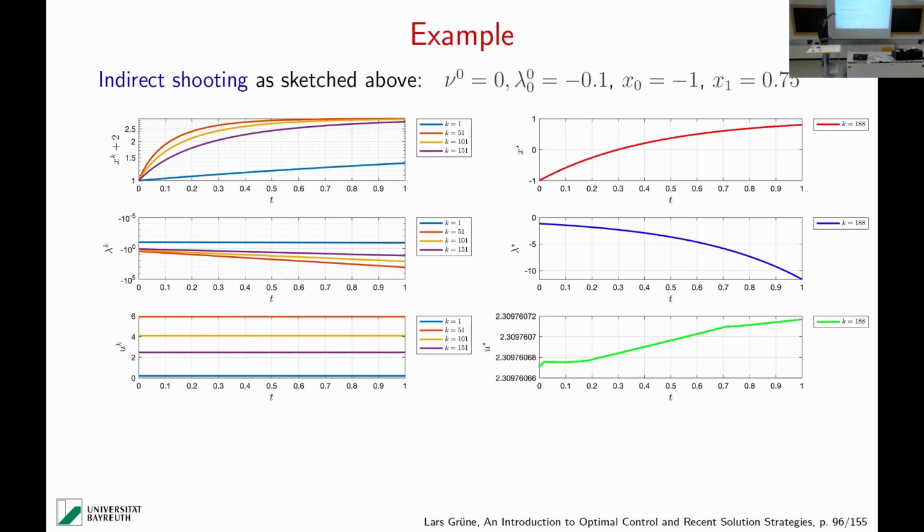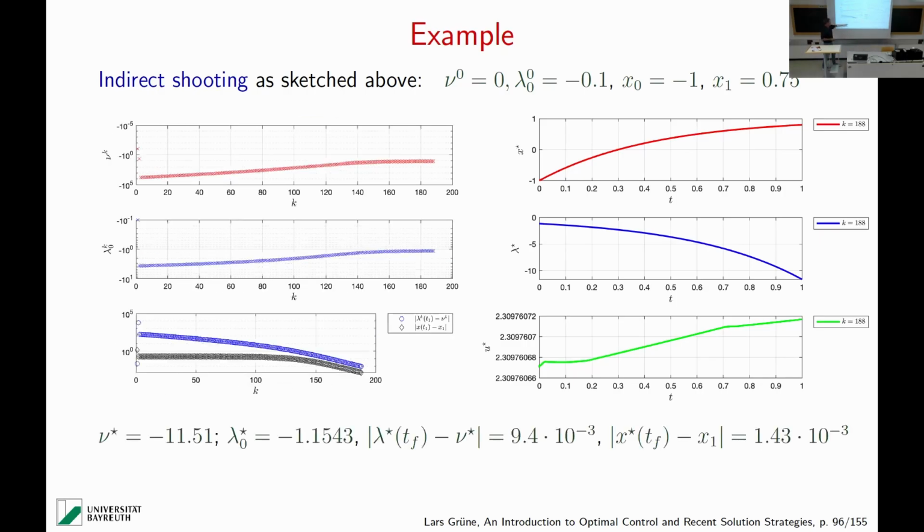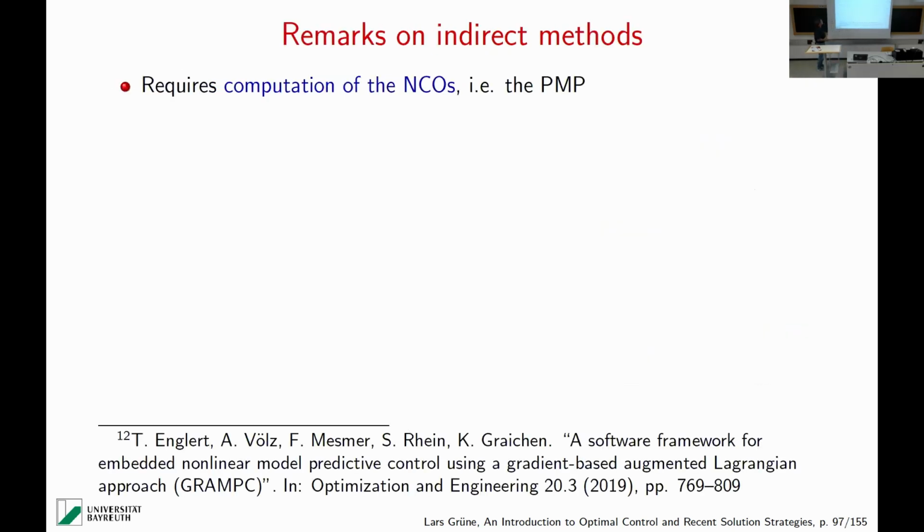What you see here are the iterates. So blue is the first guess, red is after 50 iterations, yellow after 100 iterations, and purple after 151 iterations, and the final solution here was computed after 188 iterations. The accuracy of the terminal conditions was about 10 to the -3 here. Here you see how these defects evolve and how they tend to 0.